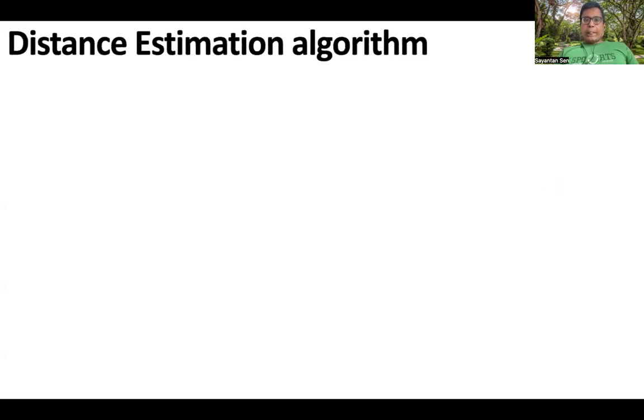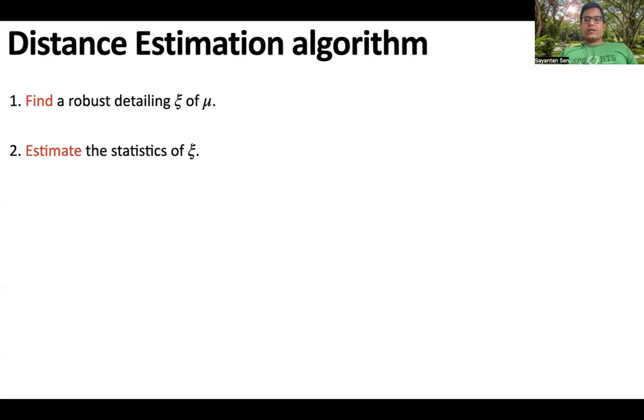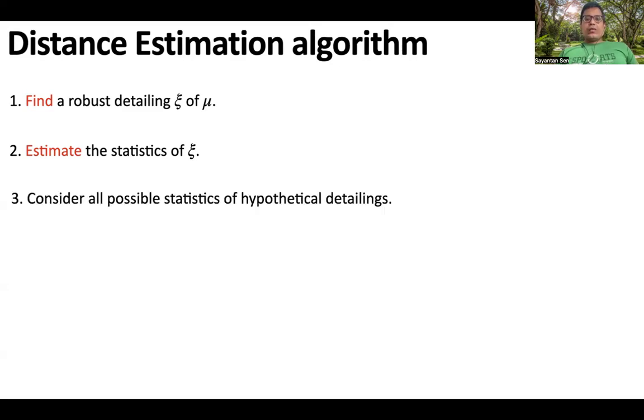So to sum up, our final distance estimation algorithm has five parts. At the very beginning, we find a robust detailing χ of distribution μ, and then we estimate the statistics of χ, which gives us the weight distribution η and the type distribution λ. Once we have the statistics of χ, we consider all possible hypothetical detailings corresponding to distributions in the property. We first run them through the canonical tester to approximate the acceptance probability.